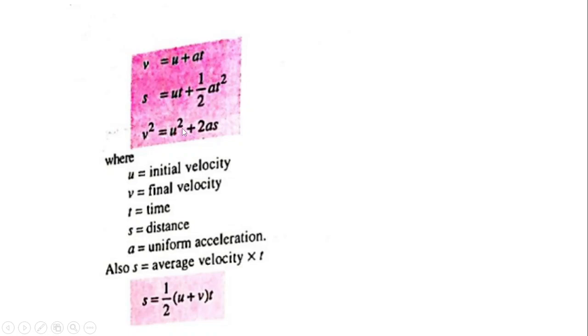A bus traveling at 60 km/h accelerates uniformly at 5 meters per second squared. Calculate its velocity after 2 minutes.